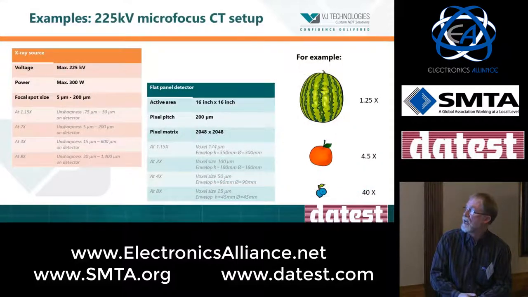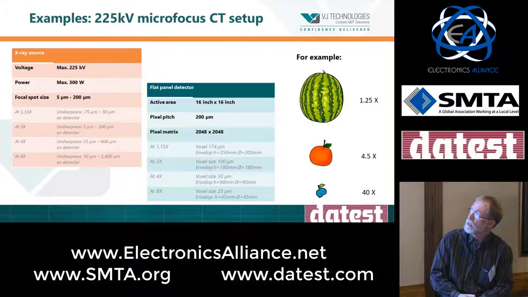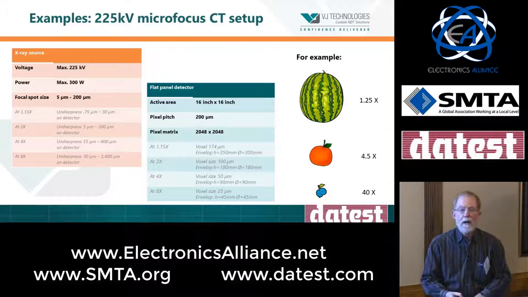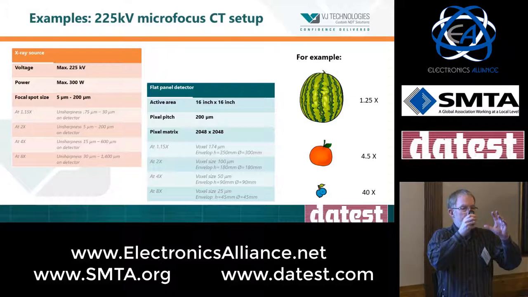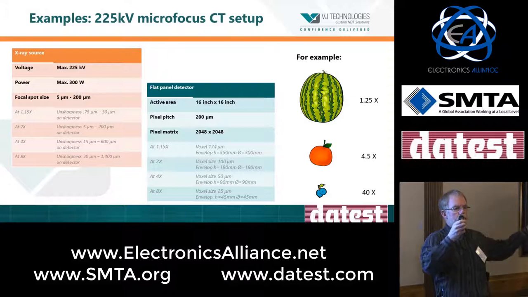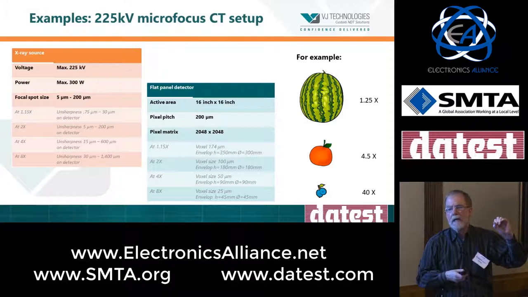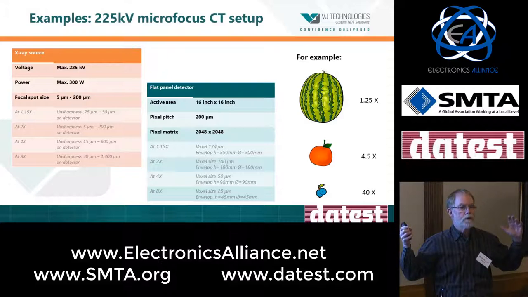This gives you some examples of different magnifications using some common objects, from the standpoint of the X-ray source and from the standpoint of the flat panel detector. Keep in mind again, you have an object that is sitting in between a source on one end and a detector on the other end, and you can vary that distance depending on what you want to achieve. How small of an object you want to look at, how small of a defect you want to capture, how big of a magnification you want to obtain. It's all variable.